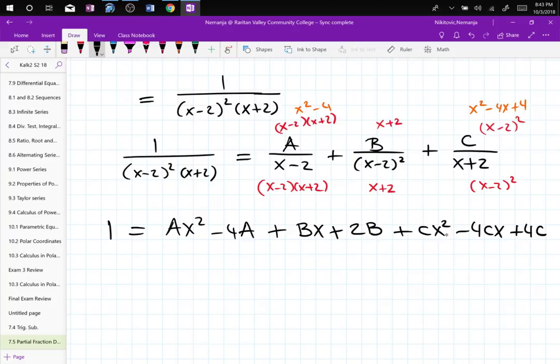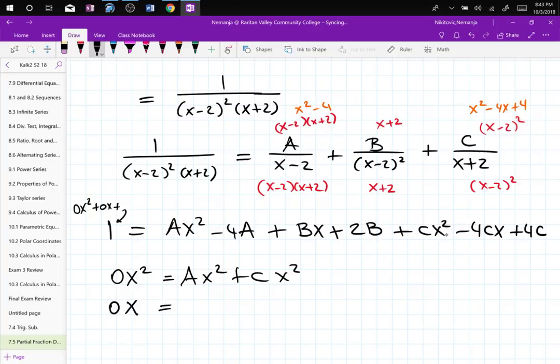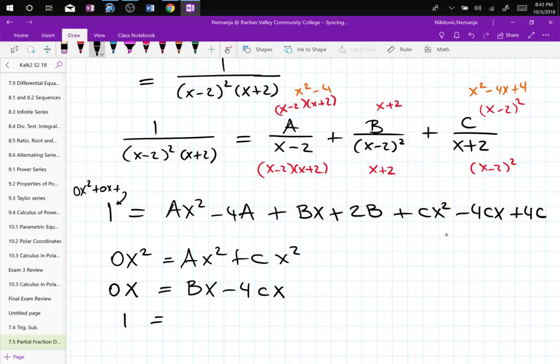Do I have an x squared term on the left-hand side? Right? It's a 0x squared. So over here there is a 0x squared plus 0x and then plus this one on the bottom. So what do I have? I have 0x squared is equal to ax squared plus cx squared. I have 0x is equal to bx minus 4cx. And I have 1 is equal to negative 4a plus 2b plus 4c.